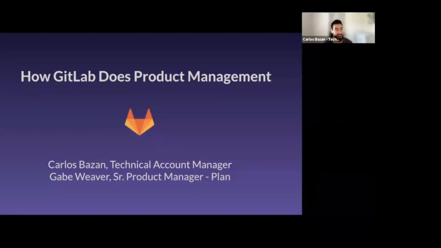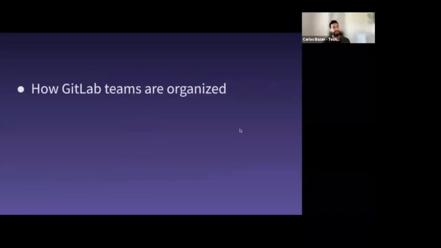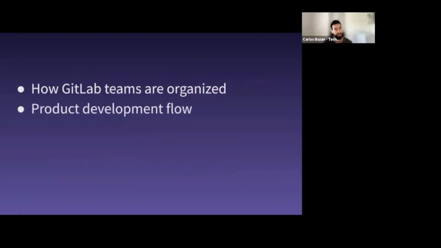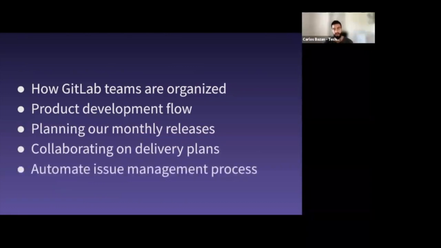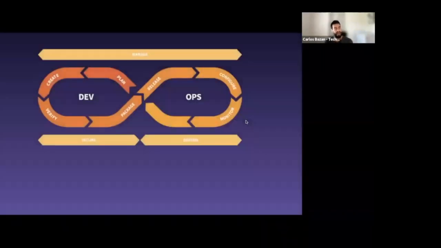This is going to be a high-level discussion, a one-on-one, if you will, and we encourage you to ask questions and provide feedback on where you want clarity. We will review how GitLab teams are organized, our product development flow, planning our monthly releases, collaborating on delivery plans, and a bonus item of how you can automate parts of the issue management process in the end. To start, how the GitLab teams are organized.